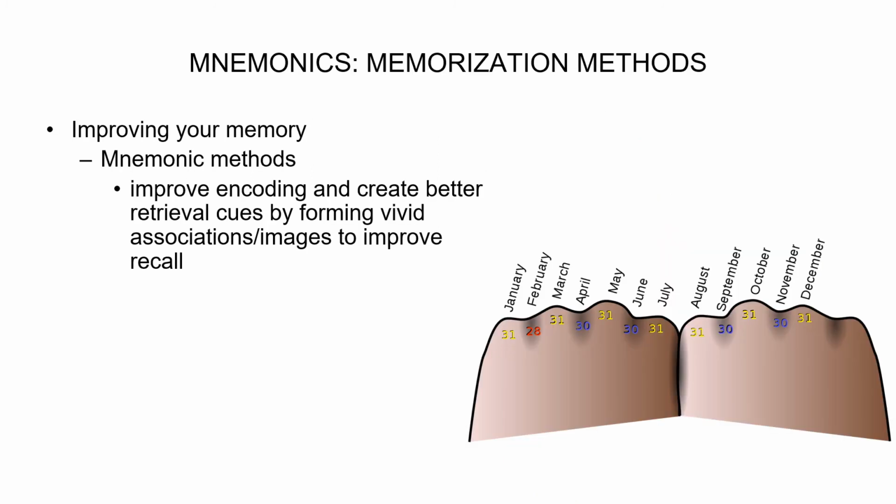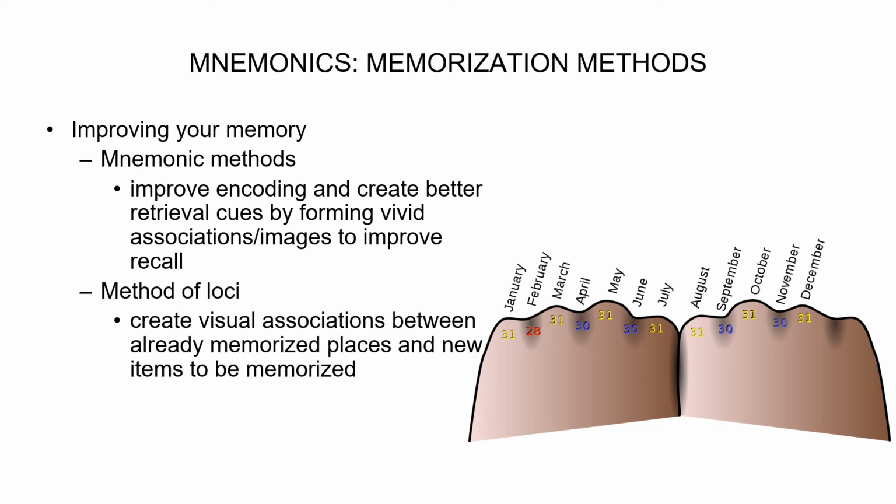I talked about this already, but we'll look at it real quick. What are things you can do to improve your memory? One of them is mnemonics, where you basically create better retrieval cues. Like I said, OCEAN for the Big 5 personality traits. Another method people use is the method of loci. This is where we create an association between an already memorized place and new items to be memorized.